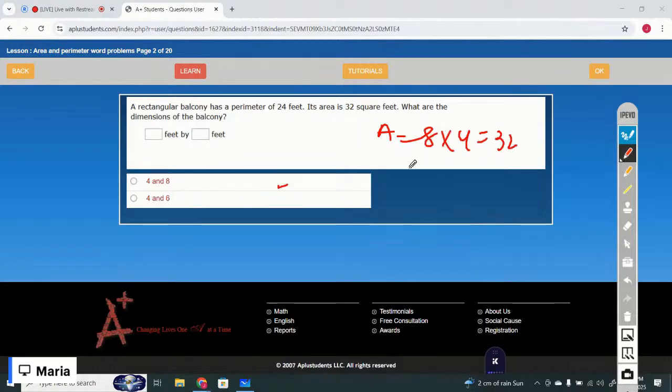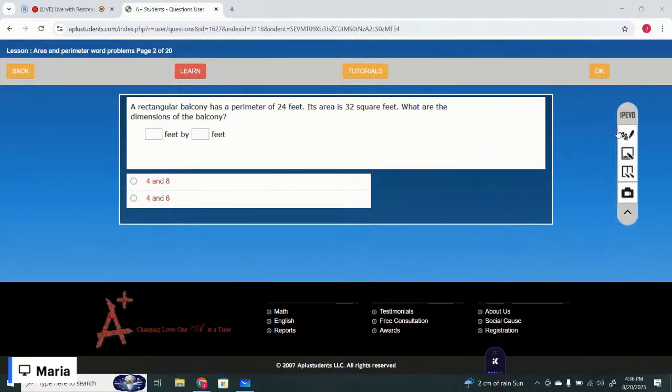And let's just calculate the perimeter. That is 8 plus 8 plus 4 plus 4, 24. So option number 1 is the correct option. When we calculate, the area is 32, which is given in the question, and the perimeter is also 24. So option number 1 is the correct option, 4 and 8.